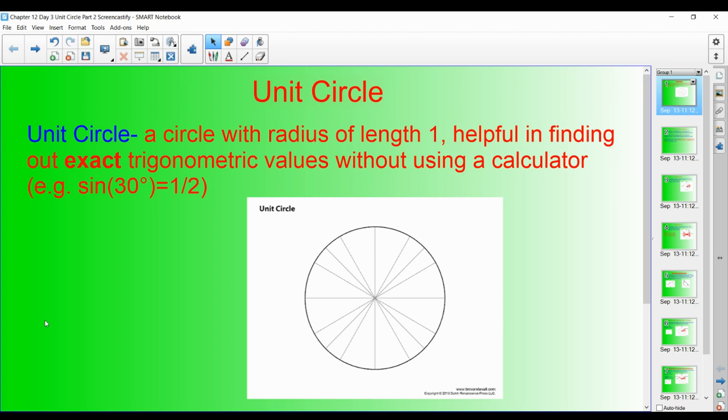Hi everyone. Today we're going to continue learning about the unit circle. More specifically, we're going to find the 16 coordinates around the outside of the unit circle and how they relate to the sine and the cosine functions.